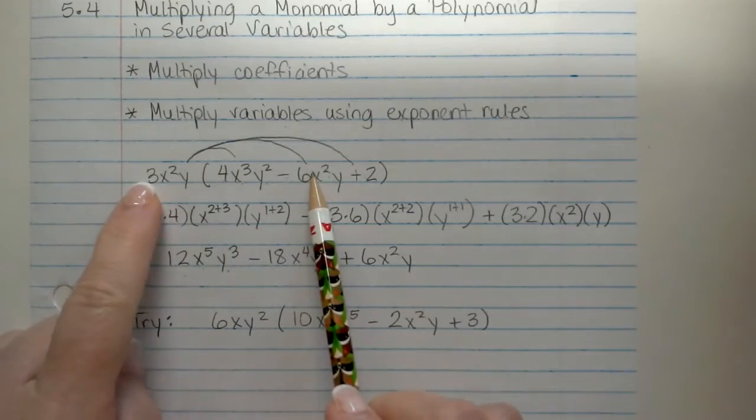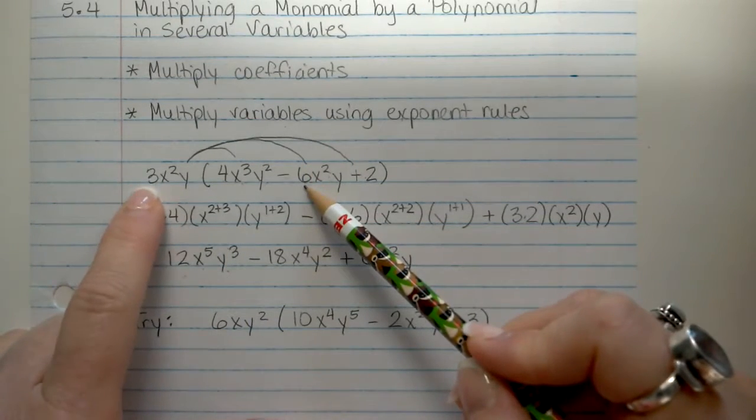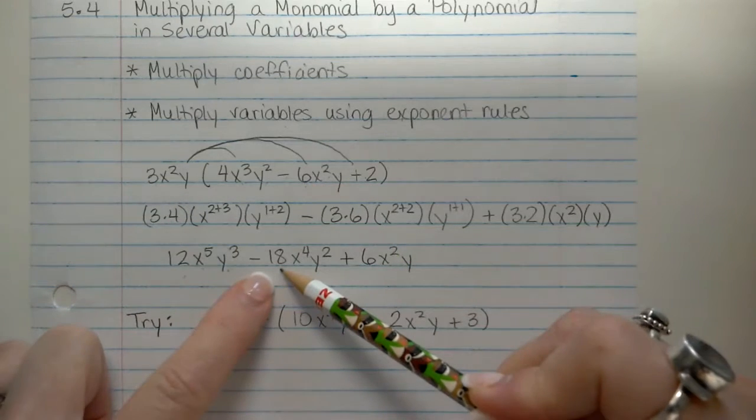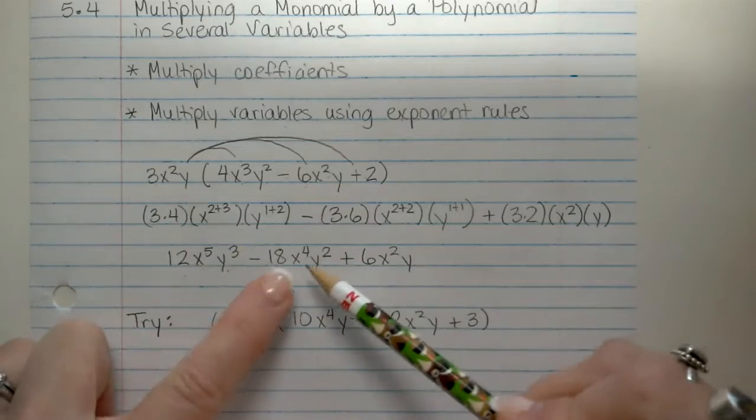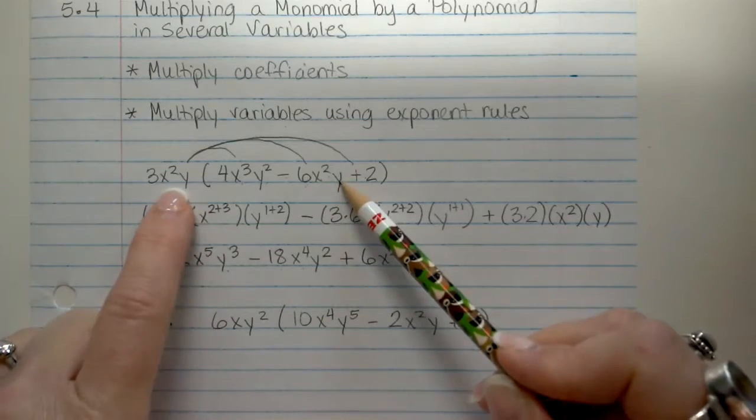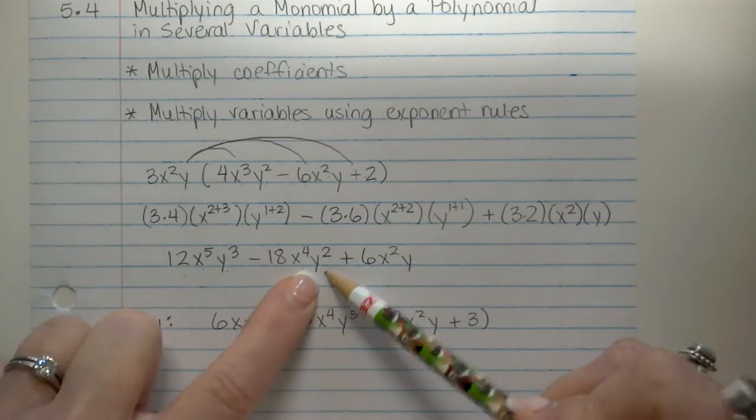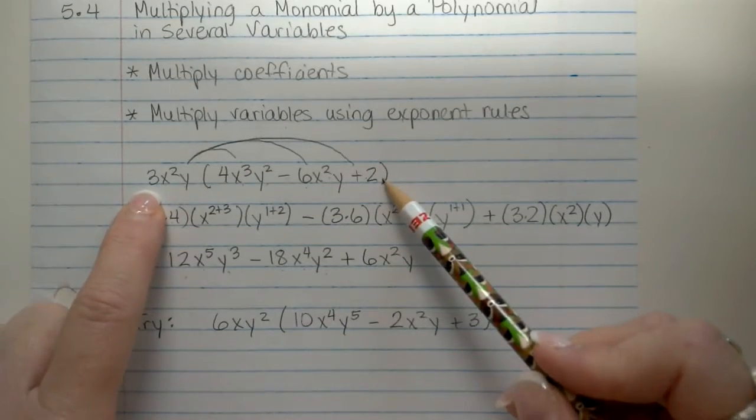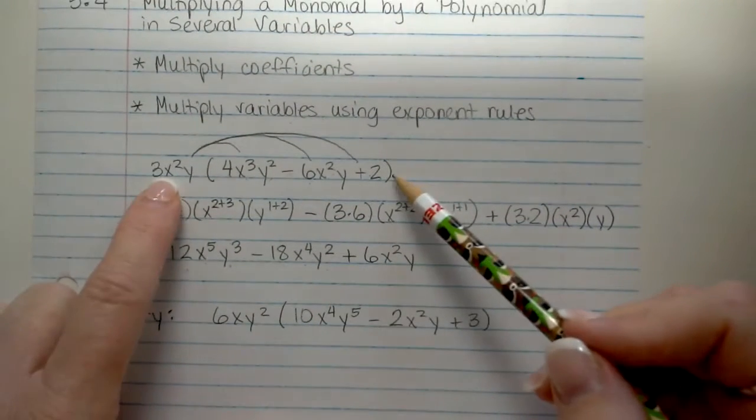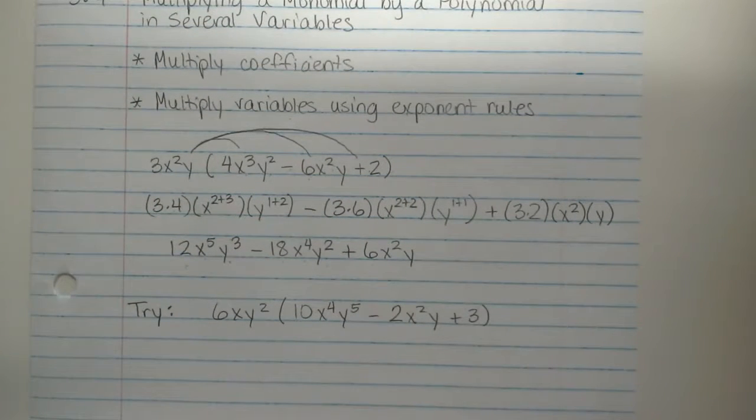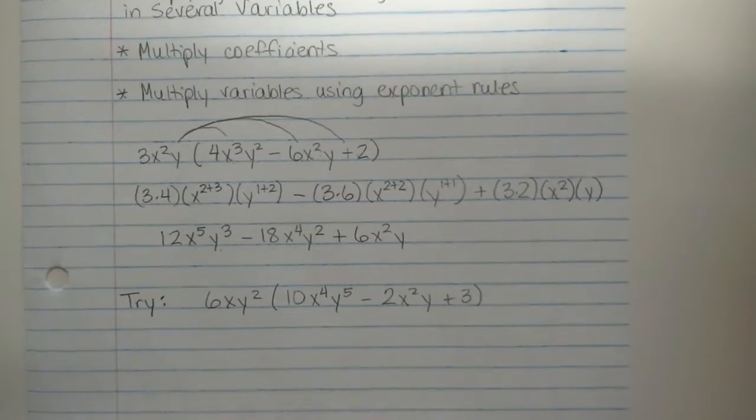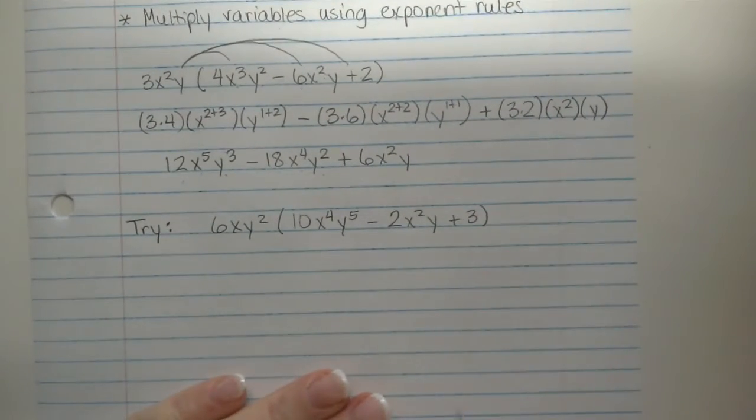Now we're going to multiply it by the next term. There's a negative in front of the 6, so 3 times negative 6 is negative 18. X squared times x squared is being multiplied. You've got 4 x's being multiplied, 2 y's being multiplied. And then for the last term, 3 times 2 is 6. X squared and y don't have anything to multiply, so we keep them as x squared y. All right, try this, stop the video and try it, and then check your answer.